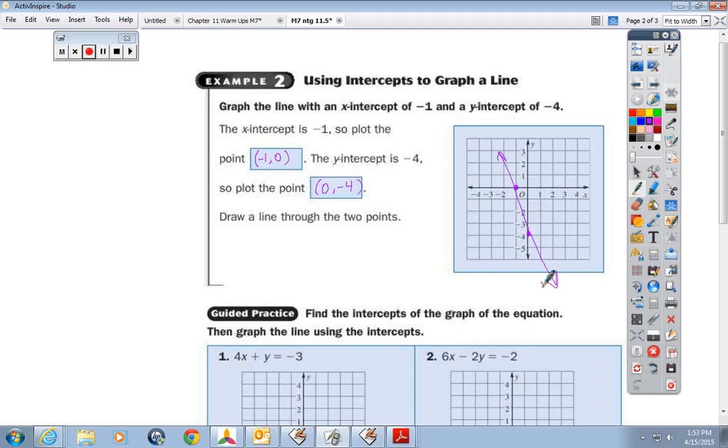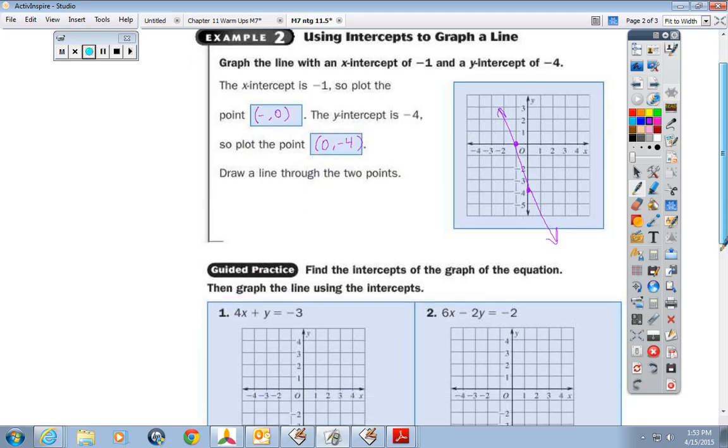Questions on those? It's just important that you list the numbers in the correct order, because if you flip them, you're going to get a completely wrong answer, okay? Now, let's go through these 4 together, and we'll be done.